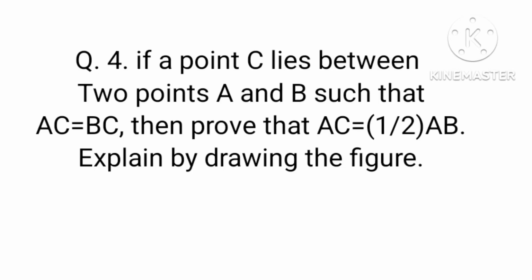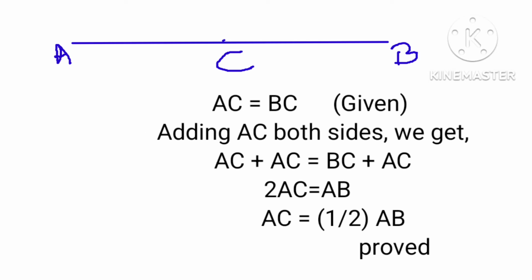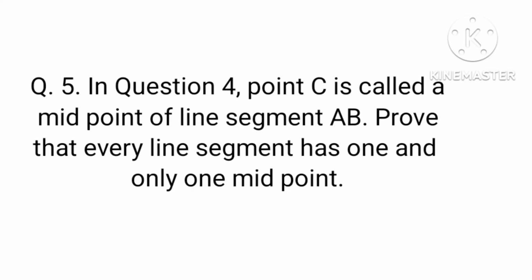Question number 4. If a point C lies between two points A and B such that AC is equal to BC, then prove that AC is equal to half AB. Explain by drawing the figure. AC is equal to BC, given. Adding AC on both sides, we get AC plus AC is equal to BC plus AC. 2AC is equal to AB. AC is equal to half AB. Proved.